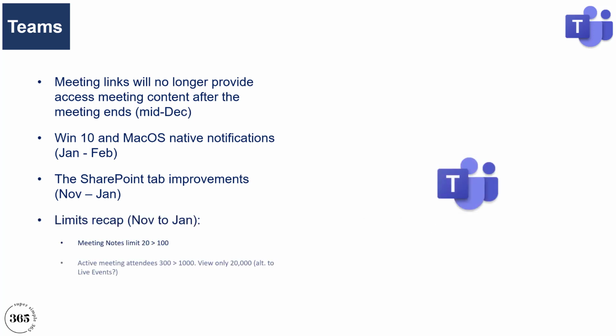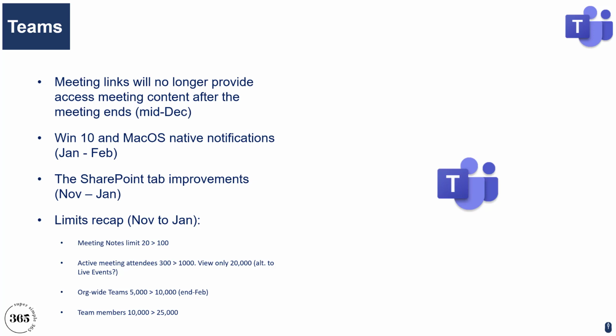Quick recap on the limits. Meeting notes limit from 20 to 100. Active meeting attendees 300 to 1,000, up to 20,000 depending upon the license that you've got. This, I think, is a great alternative to live events. You can have 1,000 active members and then 19,000 passive members of your meeting seeing what you're doing. So from an overhead point of view, much easier than live events.